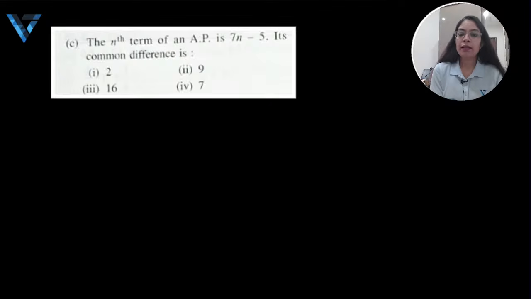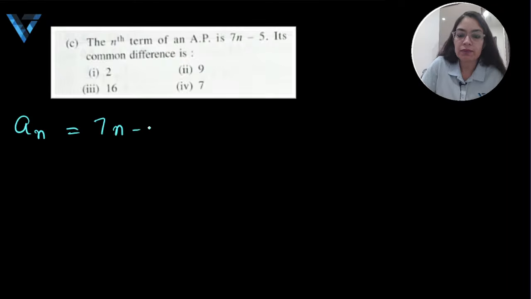This question: the nth term of an AP is 7n minus 5. This type of question we have also done. So the nth term is given to us. What is the meaning of the nth term? An is given to us. An is equals to 7n minus 5. So the nth term of an AP is 7n minus 5. Its common difference we have to find.